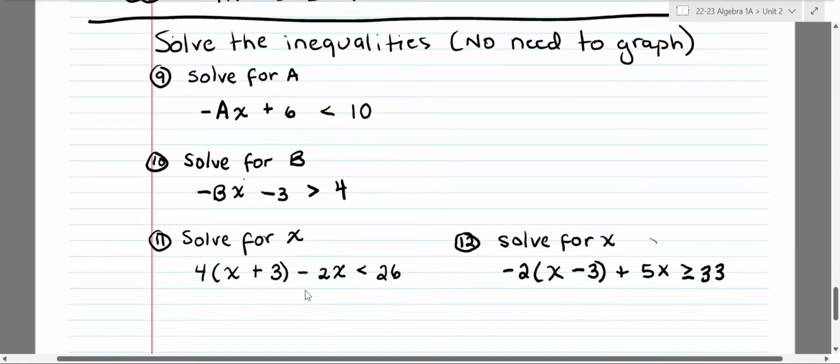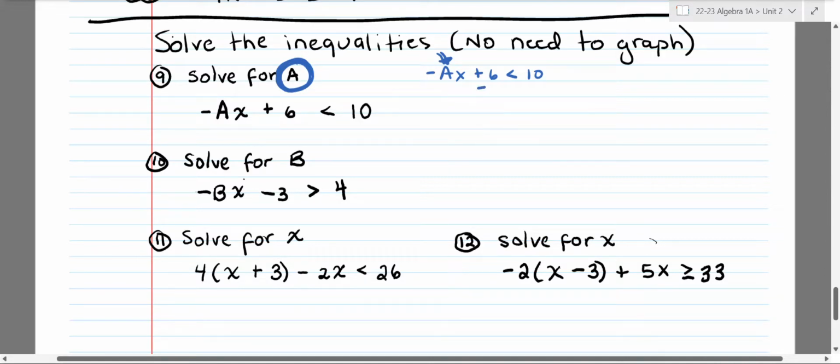All right, solve the inequalities, no need to graph. This one is a little bit literal equations, and it's also inequalities. So here we go. You have negative ax plus 6 less than 10. We want to solve for a. Don't get confused. Always make sure you know what you're solving for. So we're solving for a.